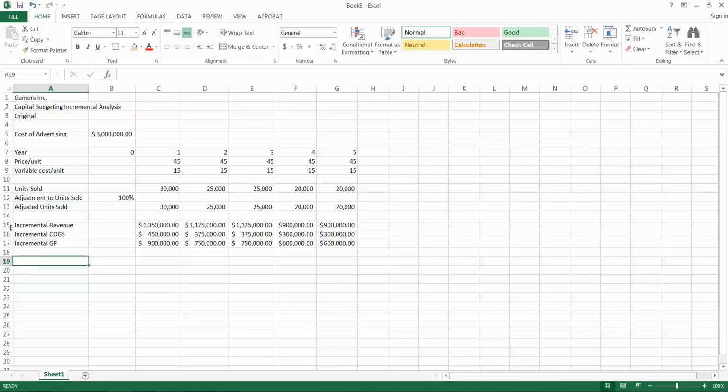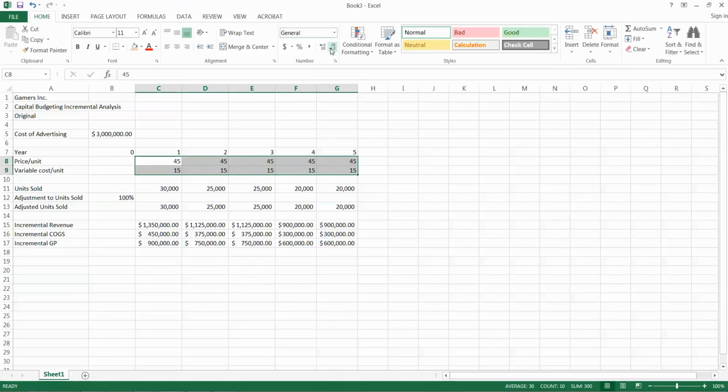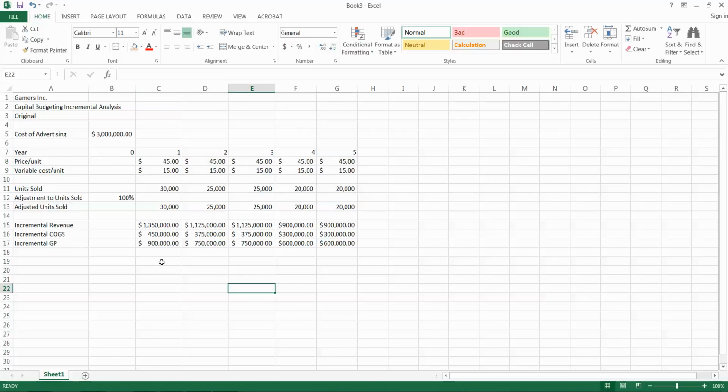Well, we look good. I think we're going to go up and do our price per unit and format it so that we have cents there. So let's put a dollar sign on. There we go. And that looks great. Next, we're going to look at our operating profits.